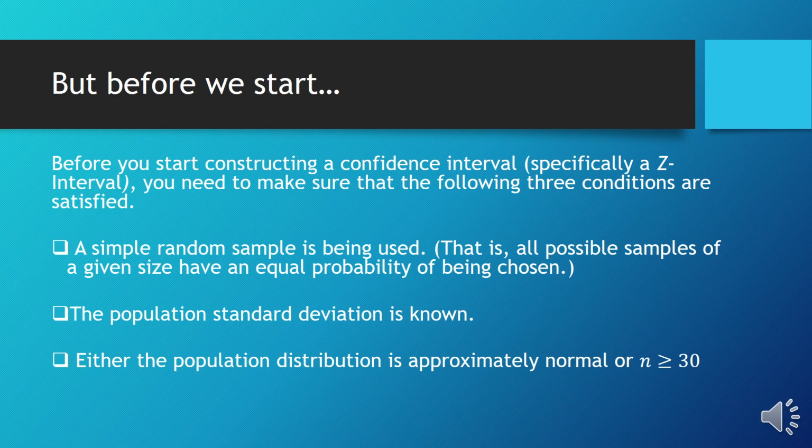So the first thing you should check is that a simple random sample is being used. And again, if you remember, that was back at the beginning of the semester. That means that all possible samples of a given size have an equal probability of being chosen. You should also check and make sure that you know the population standard deviation. And then lastly, you need to check that either the population distribution is approximately normal or your sample size should be greater than or equal to 30. If these three conditions are satisfied, then you can go ahead and start constructing your confidence interval.